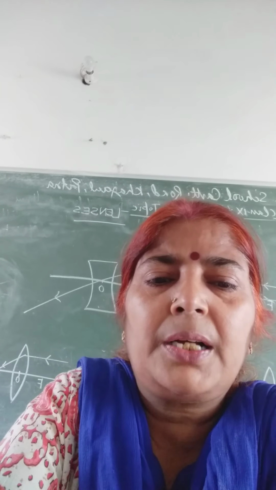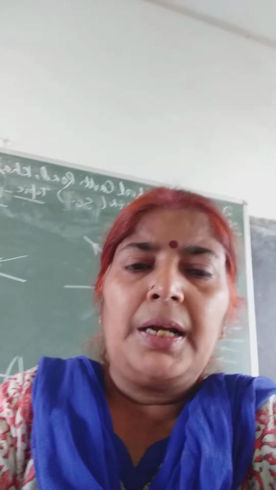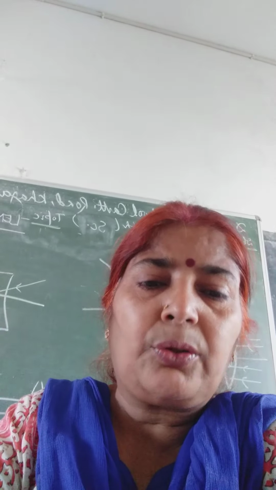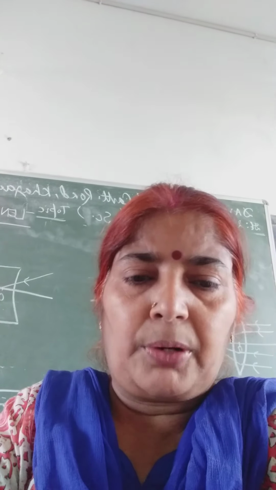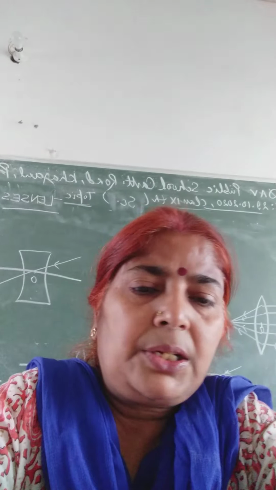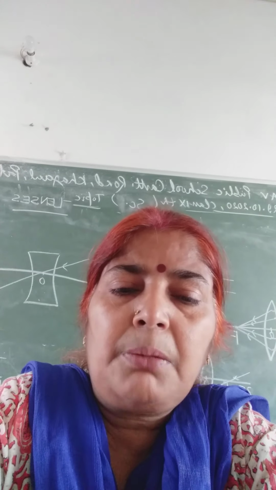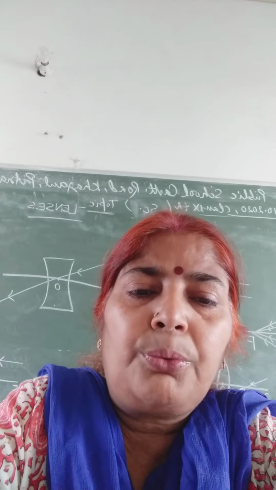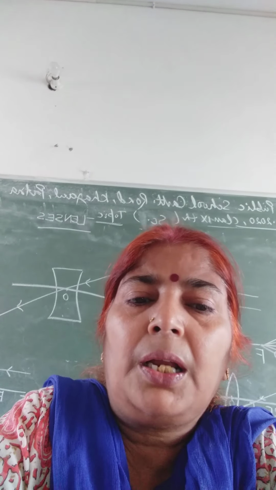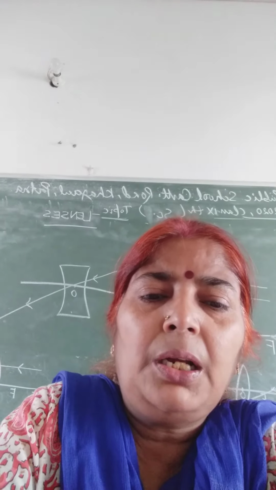What is principal focus? If the rays are coming parallel to principal axis, then after refraction they converge at a point, or they appear to diverge from a point, that is called focus. Now what is optical center? Optical center is a special point on the principal axis through which when the ray passes it remains undeviated. Now what is focal length? Distance between optical center and focus is called focal length.